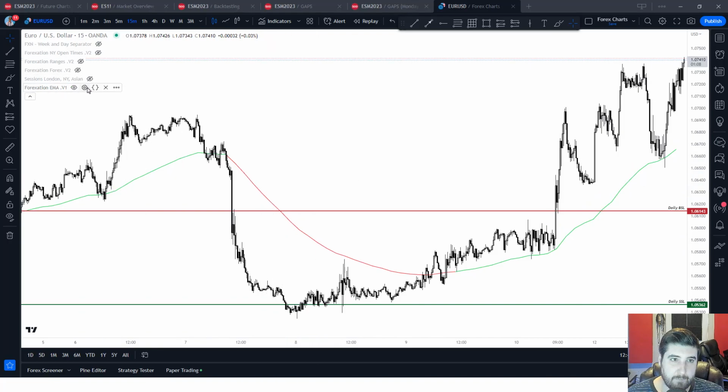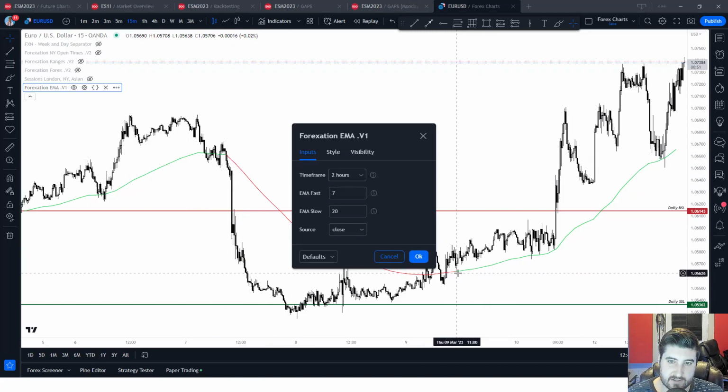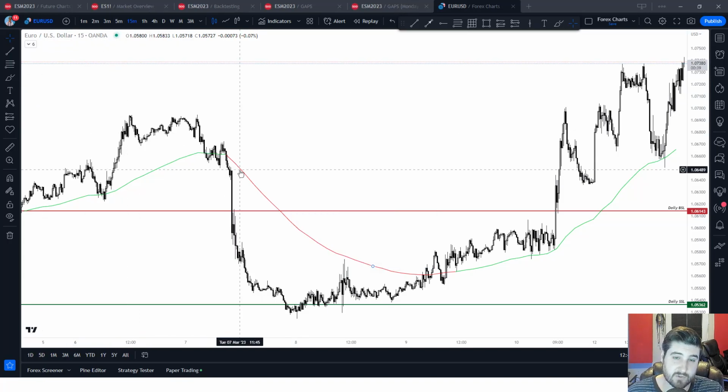And basically, in the coding section, we have a 7 EMA and a 20. Once that 7 crosses under that 20, it turns red. And once the 7 crosses above the 20, it turns green. And it's pulling the 20 from the 2 hour time frame and putting it on the 15-minute chart. It's a little confusing, but you don't have to worry about that. That is why we built this indicator.